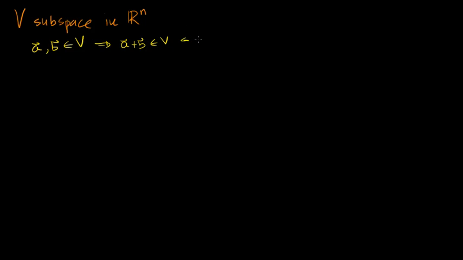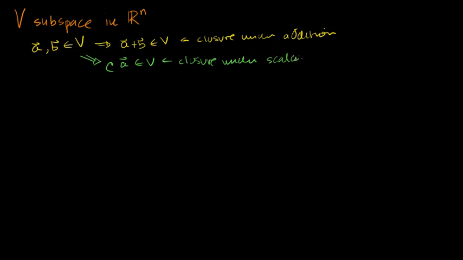And this is just our closure under addition. And by the fact that it's a subspace, we also know that if we multiply any member of our subspace by a scalar, so if I pick one of them, let's say A, and I multiply A by some scalar, that this is also going to be a member of our subspace. And we sometimes call this closure under scalar multiplication.